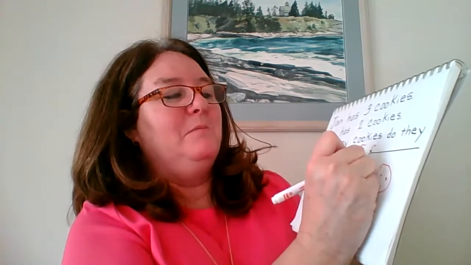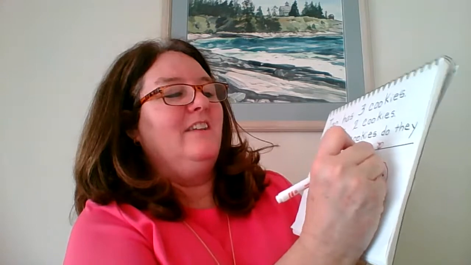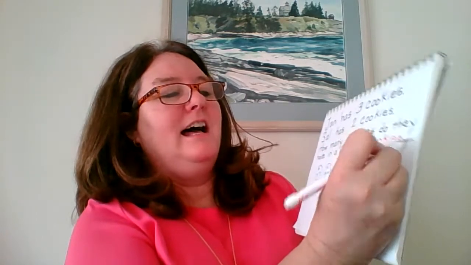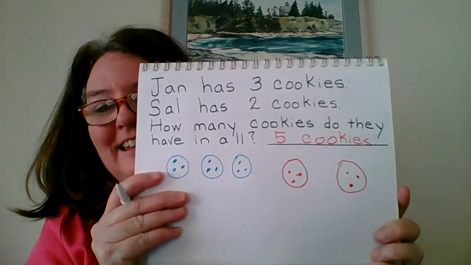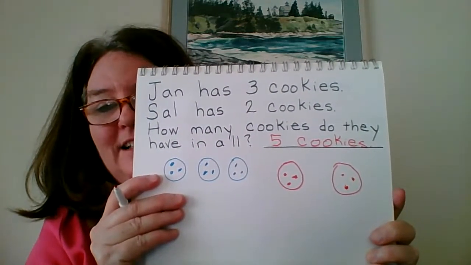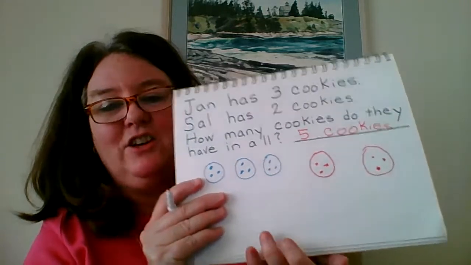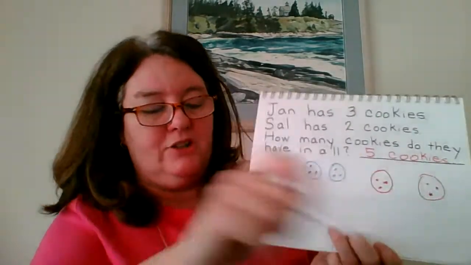And I don't just say 5. I have to label my answer. And I have to write cookies. I can copy it from the story. 5 cookies. Nice job. I see Patrick said 5. Camilla said 5. Lots of you said 5. 5 cookies. So now let's write our math equation.